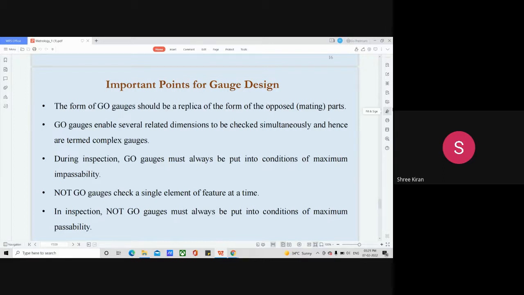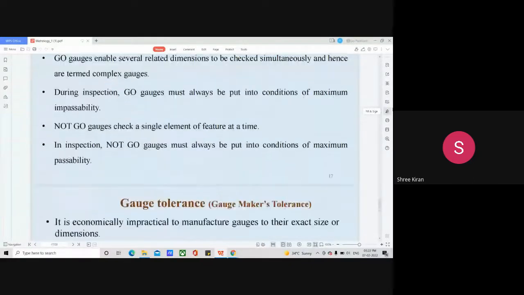Then, go gauges enable several related dimensions to be checked simultaneously, and hence are termed as complex gauges. Then the no go gauges check a single element of a feature at a time, while the no go gauges must always be put into the condition of maximum passability during the inspection.